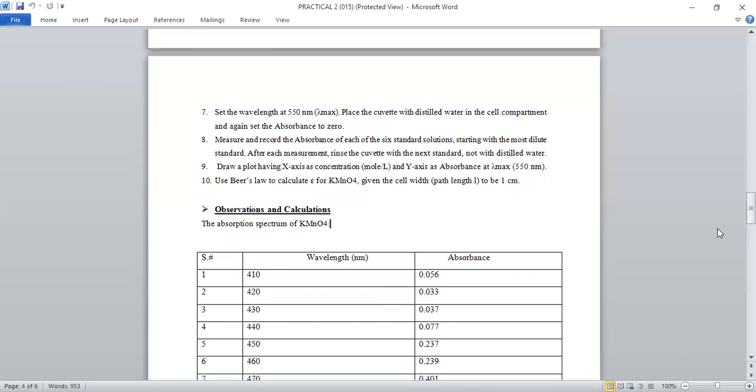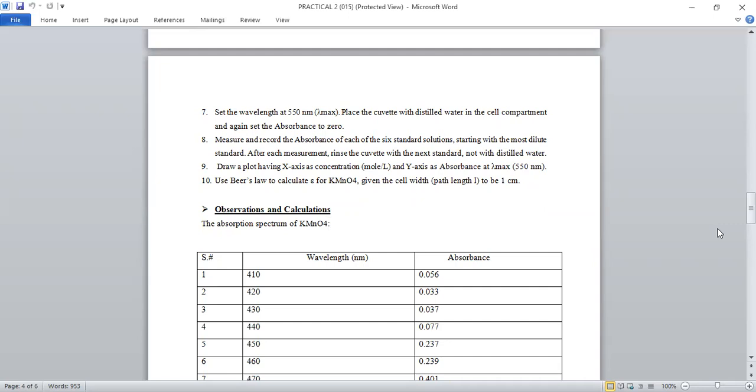Set the wavelength at 550 nanometers, lambda max. Place the cuvette with distilled water in the cell compartment and again set the absorbance to 0. Measure and record the absorbance of each of the 6 standard solutions, starting with the most dilute standard. After each measurement, rinse the cuvette with the next standard, not with distilled water. Draw a plot with concentration on the x-axis and absorbance at lambda max, 550 nanometers, on the y-axis. Use Beer's law to calculate epsilon for KMnO4, taking the cell width to be 1 centimeter.